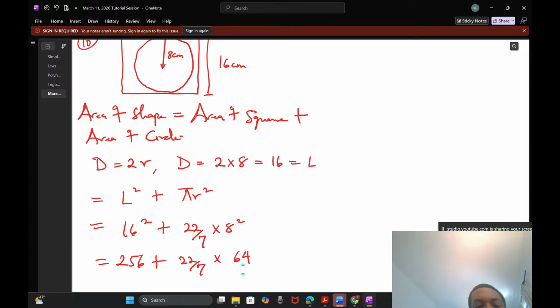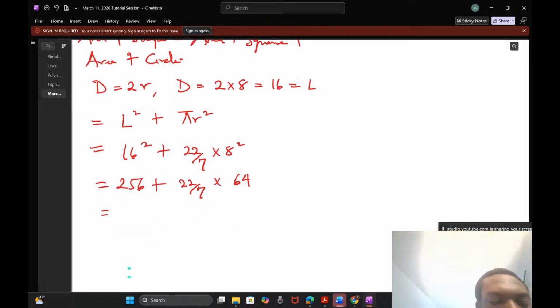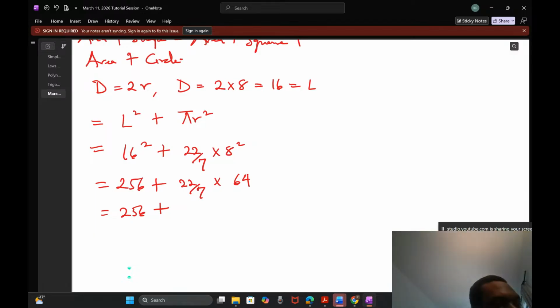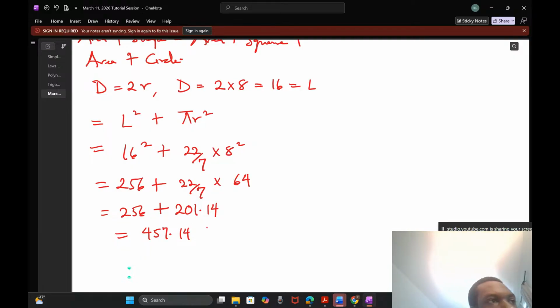So we have 22 times 64 is 1408, then divided by 7 should give us 201.14. But if we add it with 256, that should give us 457.14 centimeters squared.